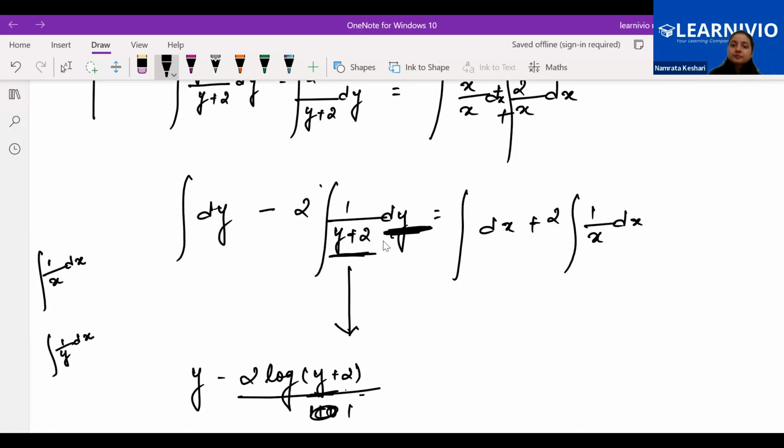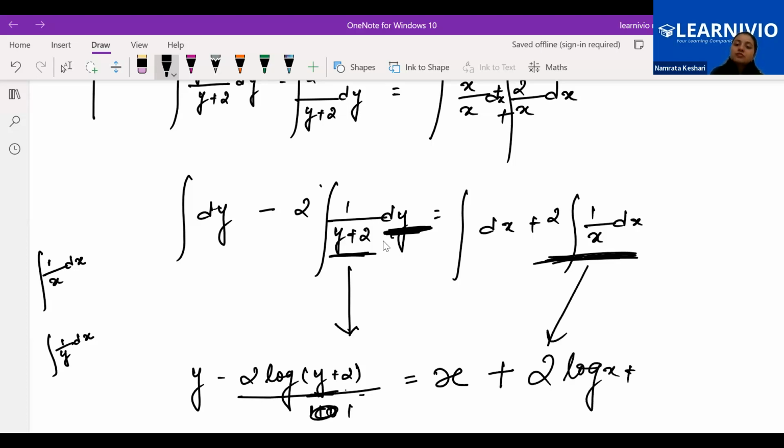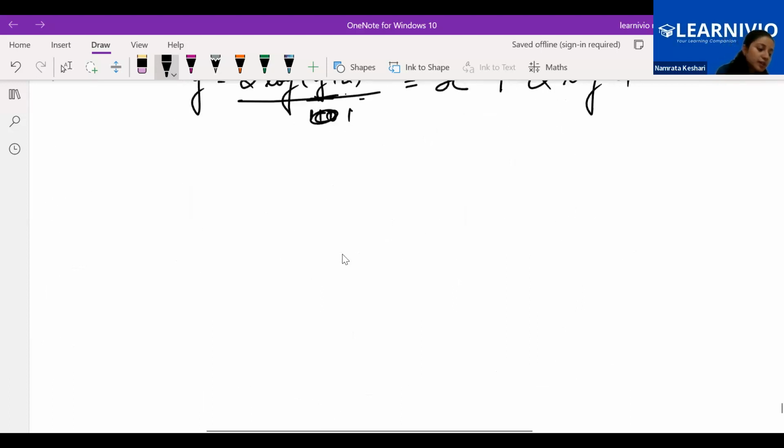Okay, ma'am. The integral of dx will be x plus 2 log x plus c, and then you can find the particular solution, right? Yes, ma'am. Let's move ahead.